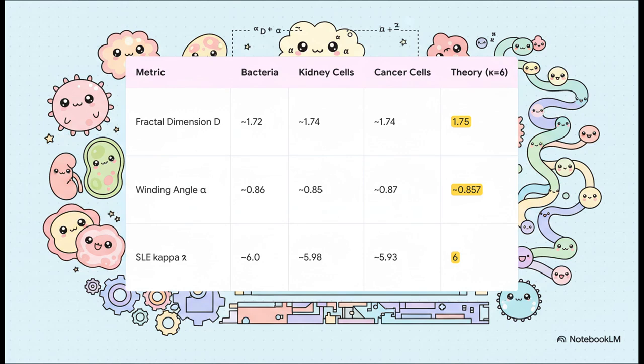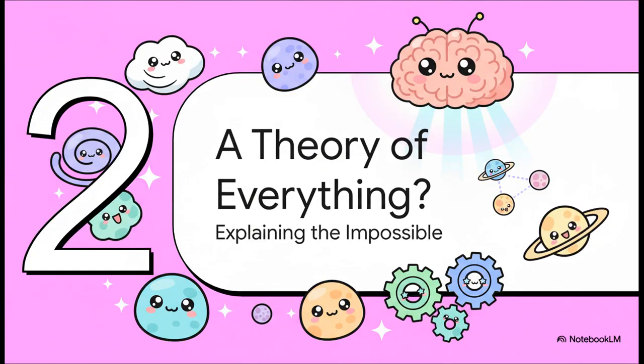This table really just lays it all out. You can see the measurements for bacteria, for kidney cells, for cancer cells, all lined up. That fractal dimension we just talked about, always right around 1.75. The winding angle and kappa are just more precise ways of describing the curves. But here's the really amazing part. All of these experimental numbers, from real living things, they perfectly match the theoretical numbers for a specific mathematical model called percolation, which, believe it or not, is the same pattern you see when water soaks through a paper towel. It's a perfect match. Now, that just can't be a coincidence.